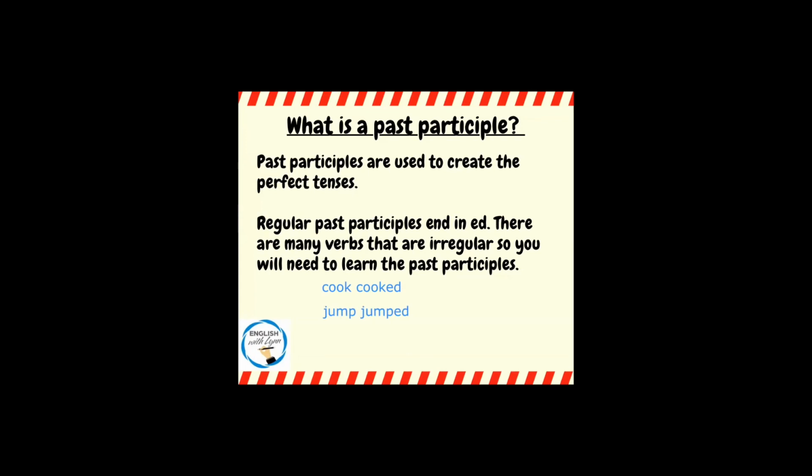Again, there are irregular verbs, so they don't follow this rule. So if we look at the base verb drink, the past tense verb is drank, but the past participle is drunk. If you look at the verb ride, the past tense verb would be rode, but the past participle is ridden.